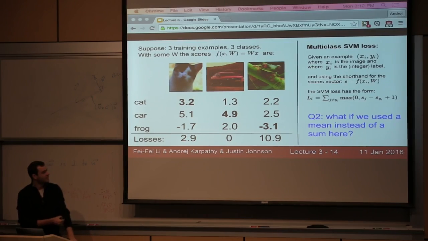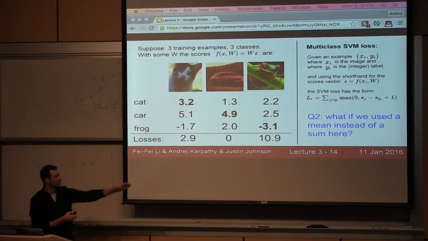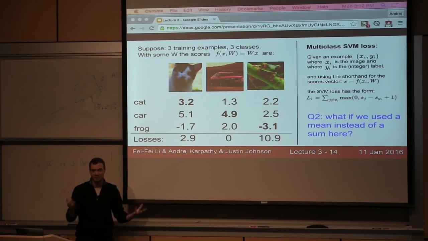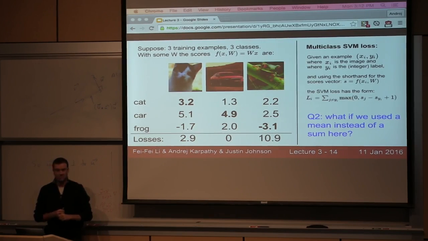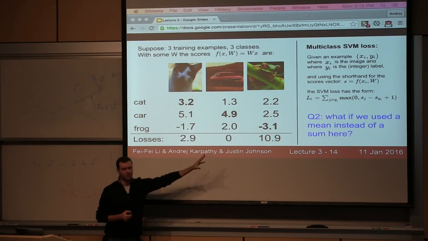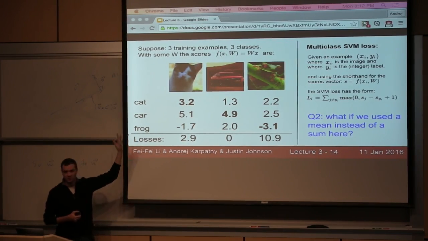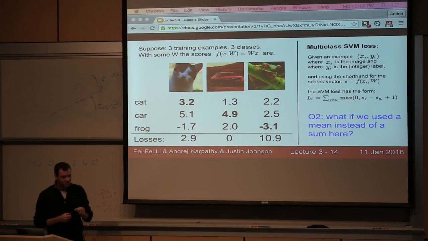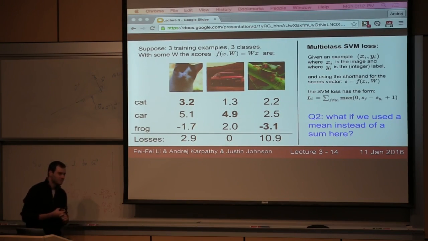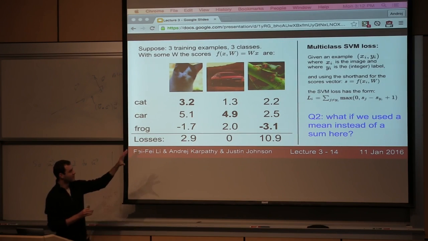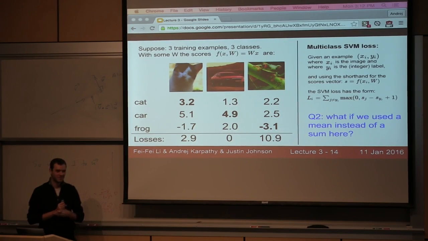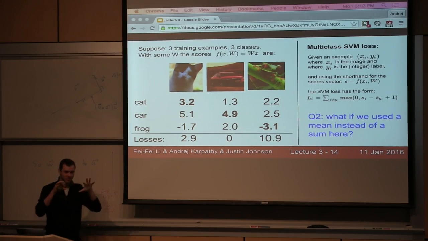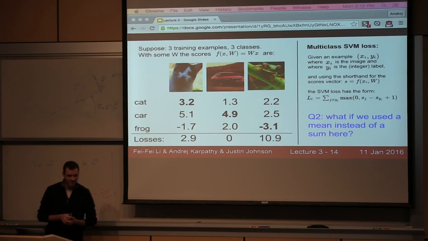Second, what if we used a mean instead of a sum? So I'm summing up over all these constraints. What if I used a mean? Just like I'm using the mean to average over all the losses for all the examples, what if I use the mean over the score constraints? Go ahead. If you have too many classes, that would sort of dilute the loss, possibly. So you're saying if there were too many classes, that would dilute the loss. You're right in that the absolute value of the loss would be lower. It would actually just be a constant factor. It would be the number of classes, you divide by the number of classes.